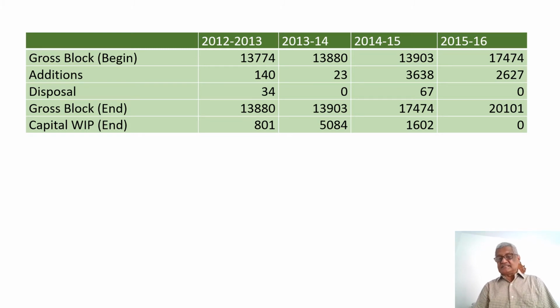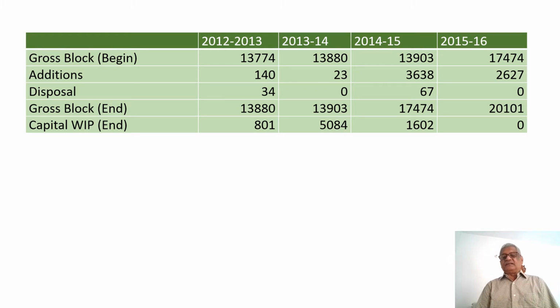Added machinery was 36.38, deducted 67, ending at 174.74. Again during the year 2015-16, added 26.27, nothing is disposed of, ending with 201.01.